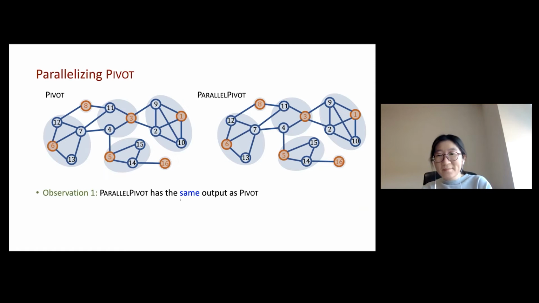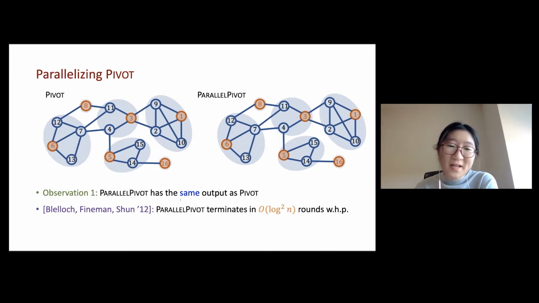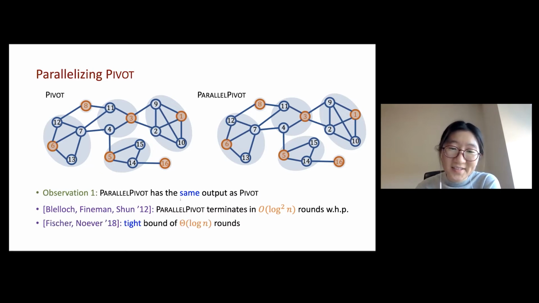However, because now there are dependencies across different rounds, pinning down the round complexity of parallel pivot is a slightly more complicated task. And in the work of Blelloch, Fineman, and Shun, they show that the parallel pivot algorithm terminates in O of log n squared rounds with high probability. And this is then settled to the tight bound of theta log n rounds by the work of Fischer and Noever.